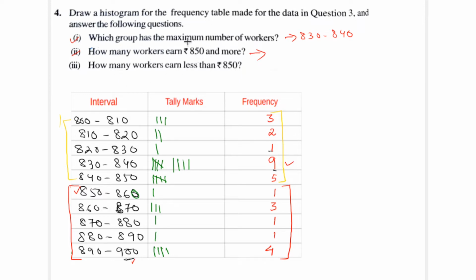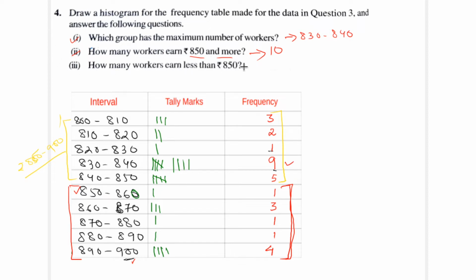Now, how many workers earn rupees 850 and more? That means between rupees 850 to 900. This group we have to find. It starts from here, 850 to 900. So we have to add all these frequencies. 1 plus 3, 4, plus 1, 5, plus 1, 6 and 4 more, 10. So the answer is 10.